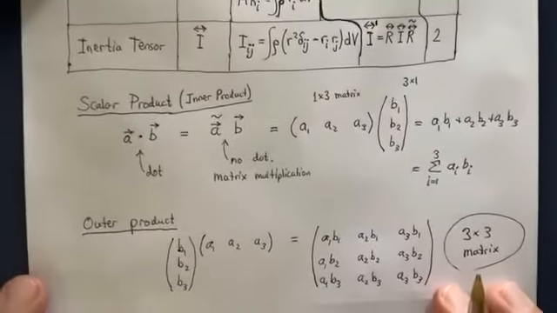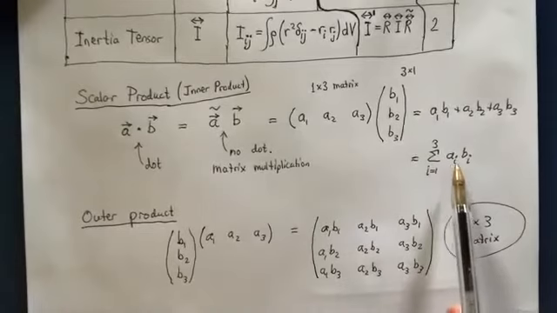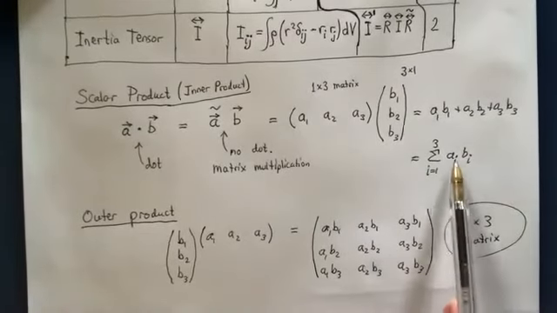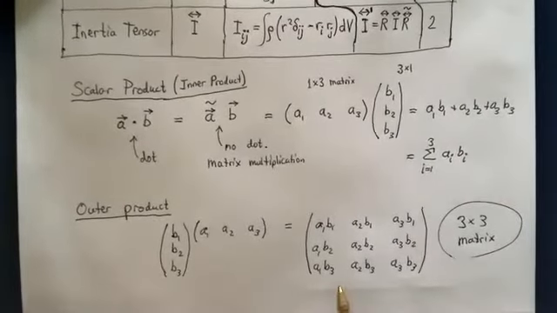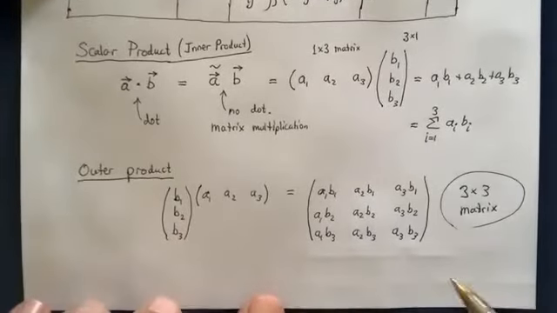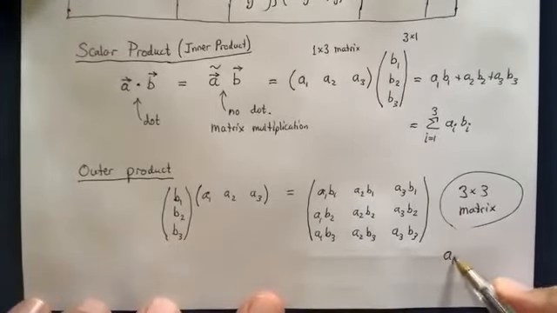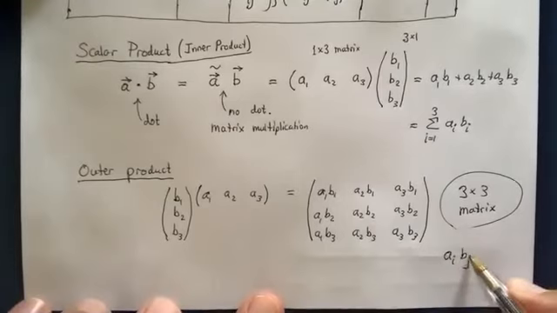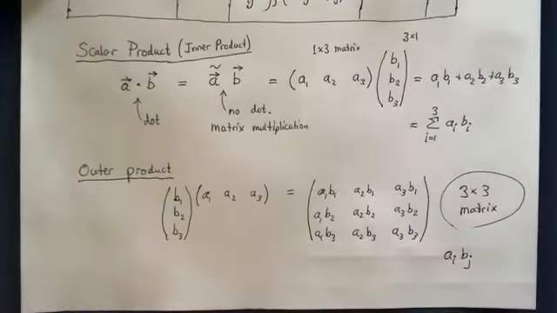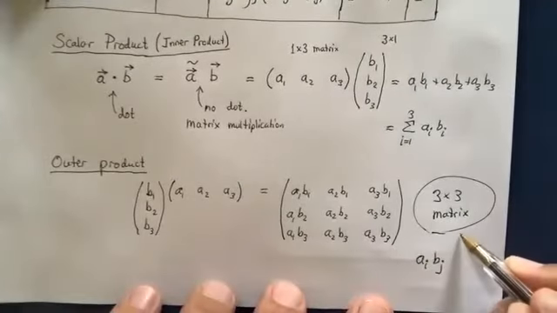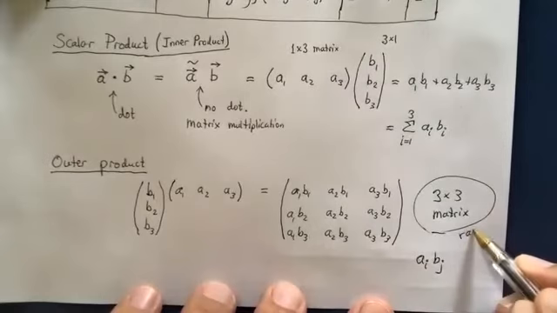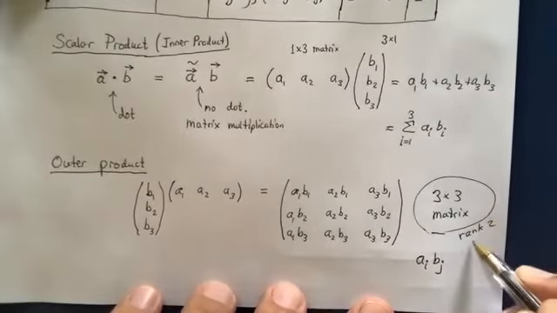So we see that the scalar product, which is also called the inner product, we have this sum, like so. The outer product, written in tensor notation, is just A_i B_j. Here we've written this out as a 3 by 3 matrix. This is a rank 2 tensor, a 3 by 3 matrix.